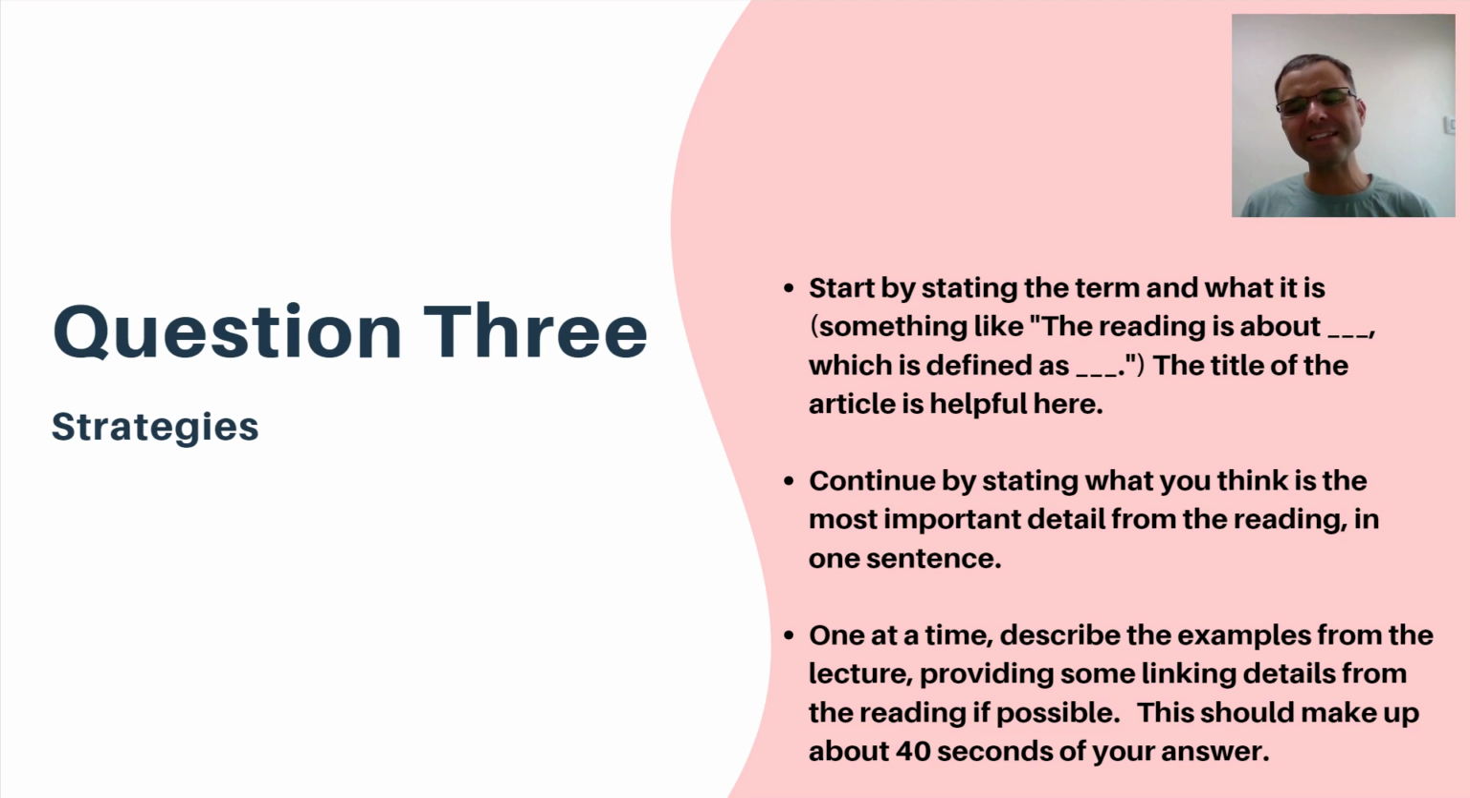You really want to get that done in like 10 or 15 seconds. So you're going to have to use your critical thinking skills to kind of pluck out the most important reading detail. After that, one at a time, describe the examples from the lecture and give some linking details from the reading if possible. This should make up about 40 seconds of your answer.